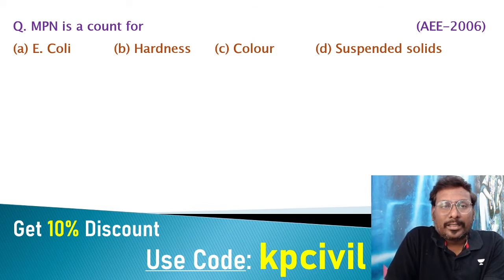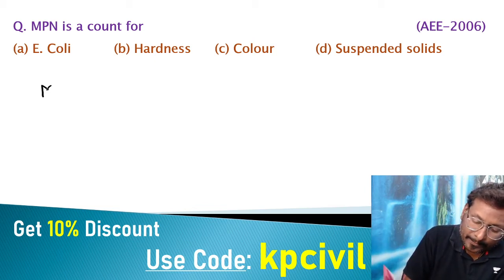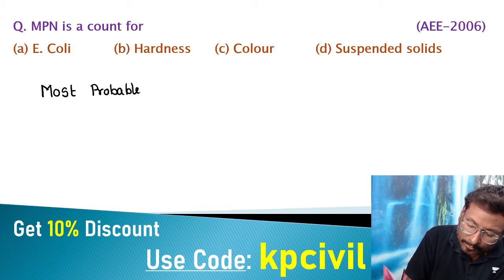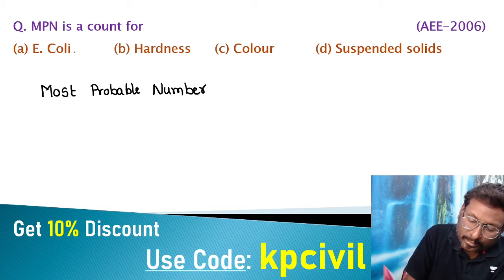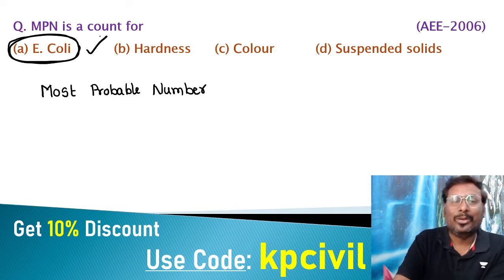MPN is a count for. MPN, most probable number of whom? Of microbe, pathogen, bacteria. Finally that bacteria count.